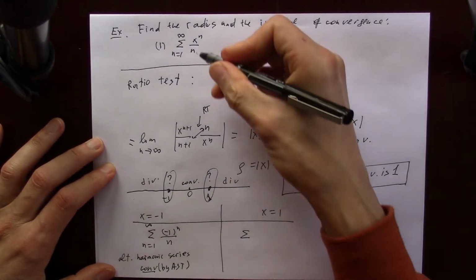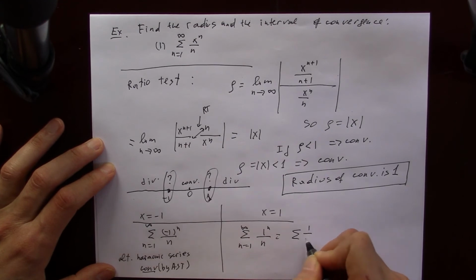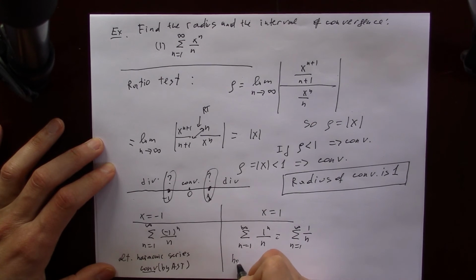If you plug in 1 into the power series, we're going to get the sum from n equals 1 to infinity of 1 to the n over n, which becomes 1 over n. From 1 to infinity, you recognize the harmonic series. P equals 1, it's divergent.